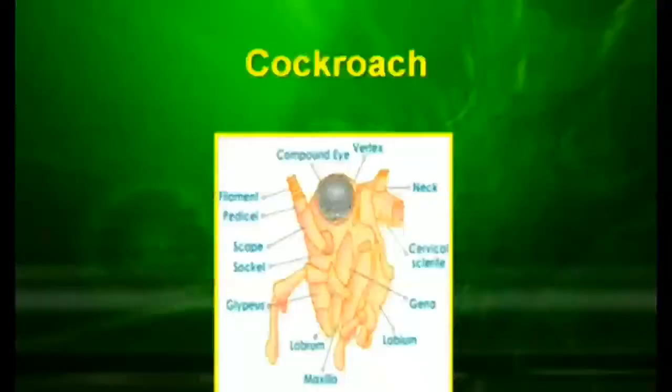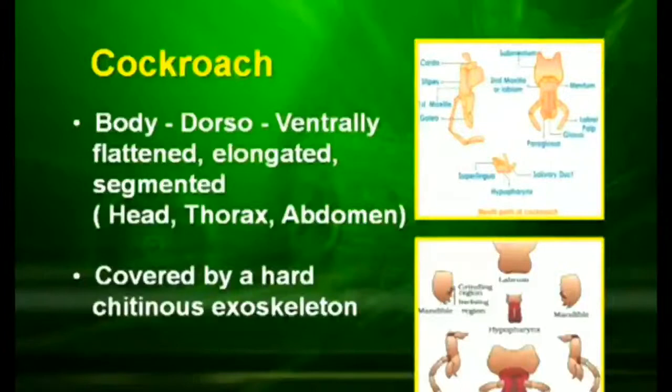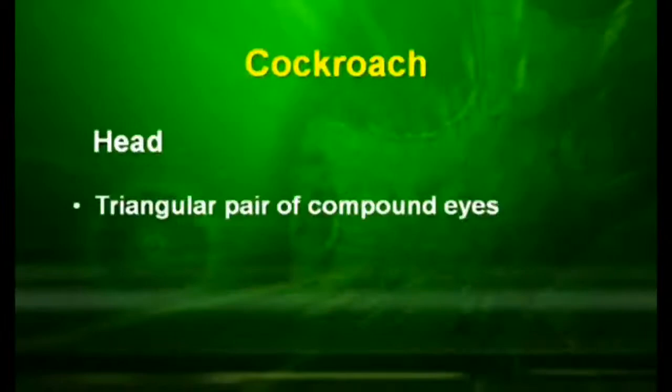Now, regarding the morphology of cockroach, their body is dorsoventrally flattened, elongated and segmented. Their body is divided into three portions: the head, thorax and abdomen. It is covered by a hard chitinous exoskeleton.